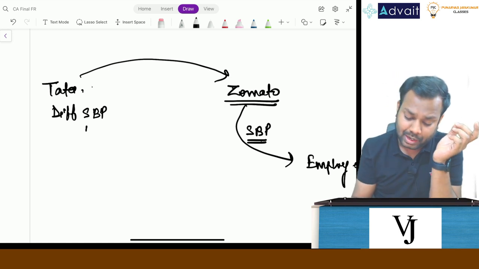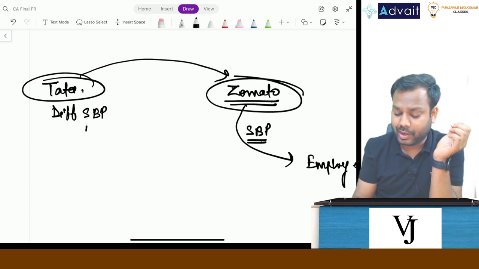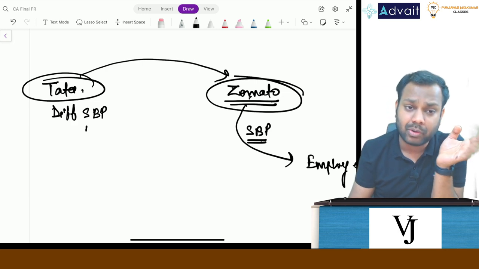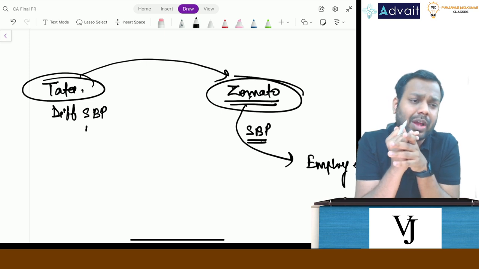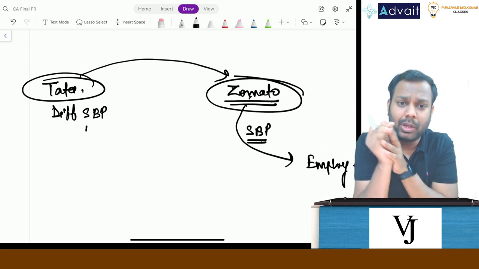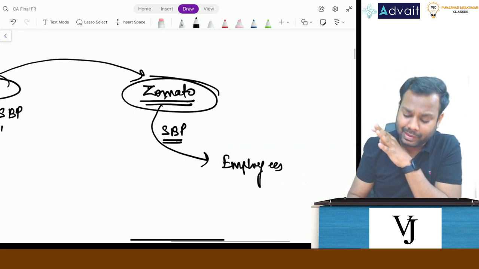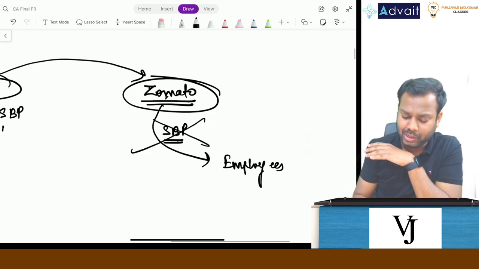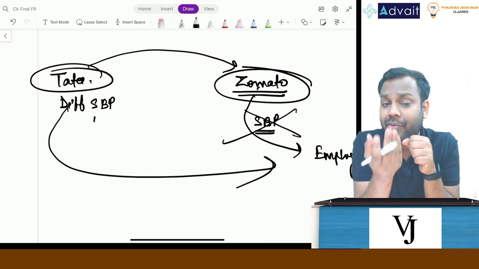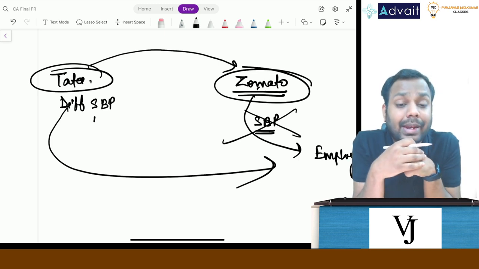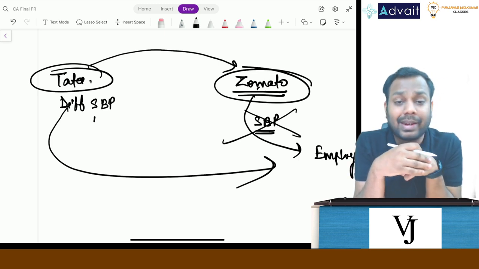Now, when Tata controls Zomato, definitely Zomato becomes part of the Tata group, right? Tata will definitely want to have the same policy throughout the group. So, what will Tata do? Tata will cancel this SBP policy, and will replace it with different SBP awards. These different SBP awards are called replacement awards.